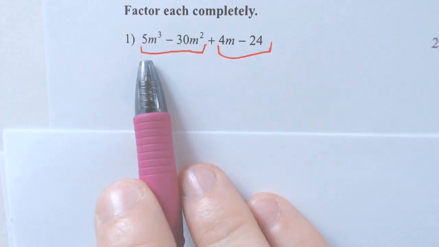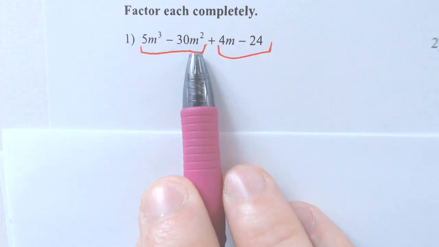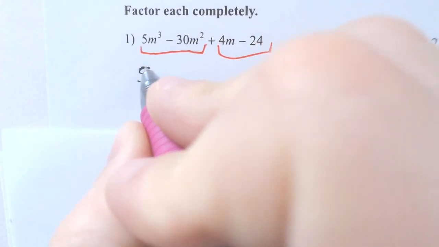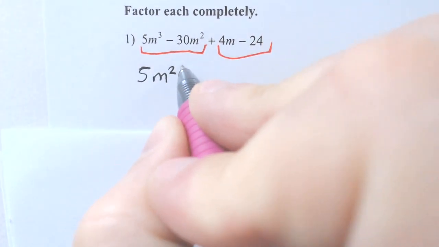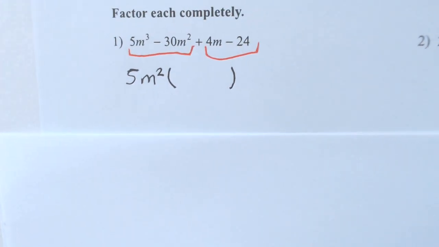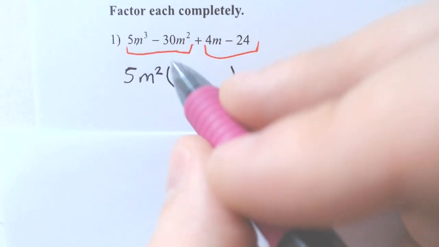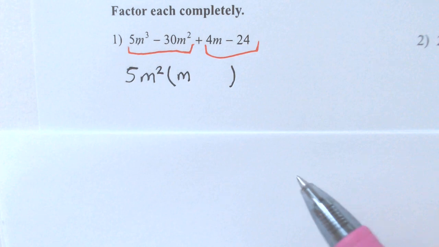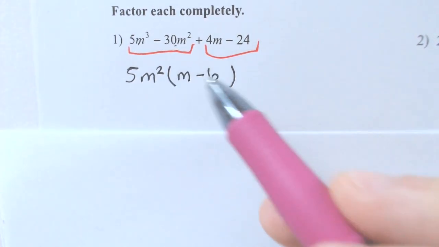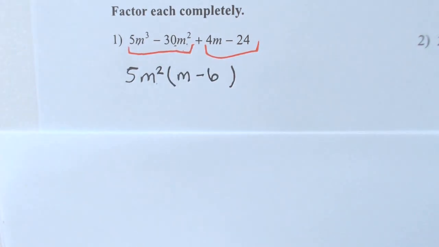So here you can divide both of these by a 5. The 5 can be divided by 5 and the 30 can be divided by 5. And if you divide both of them by a 5, but not just a 5, but a 5m squared because they both had an m squared that you could remove, then you could divide the 5m squared to the third by that and you would be left with just an m. And if you divide 30 by 5, you end up with a negative 6. And if you take away the m squared, you get an m minus 6.